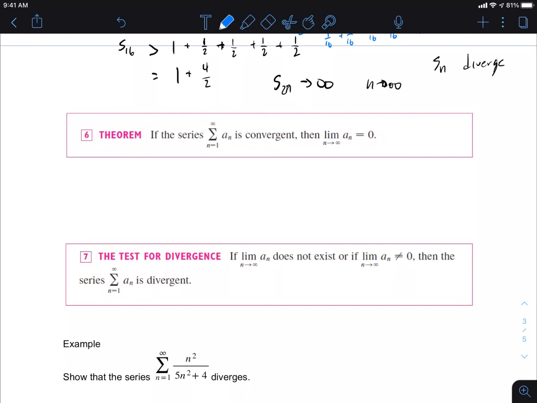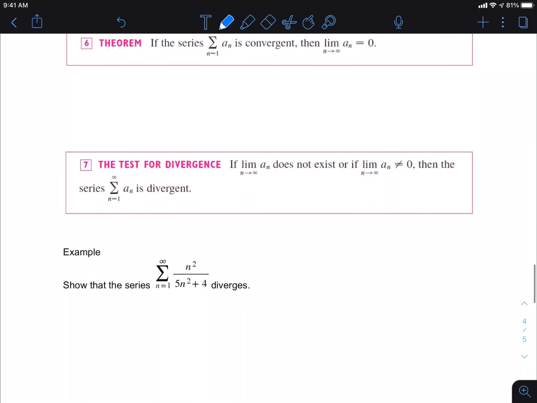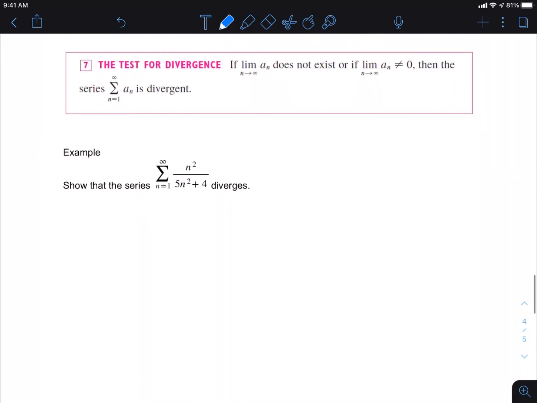So I want to show this one to you real quick to use the divergence test. And here's how it works. So we have this series, right? And we want to make sure that either the limit doesn't exist or that it's not equal to 0. So if we get some number here as a value, then this thing's going to be divergent.